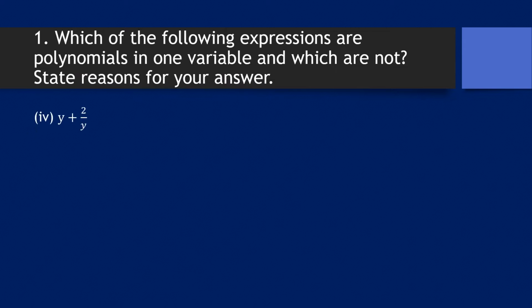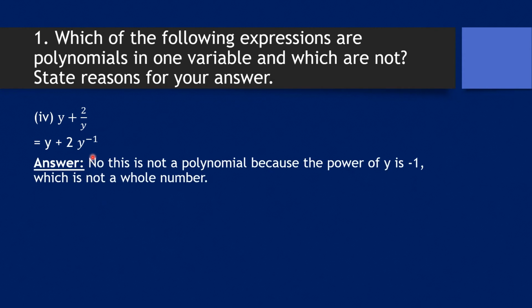The fourth question is y plus 2 upon y. Here you can see that the variable y is having the power minus 1. So it can be written as y plus 2 y raised to the power minus 1. Hence, it is not a polynomial because the power of y is minus 1, which is not a whole number. Now let's move on to the next question.